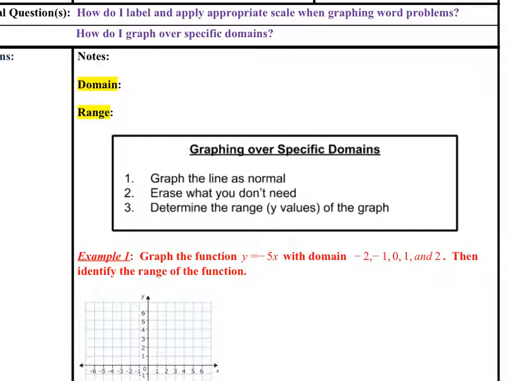Okay, a reminder that domain is all of the x values. So if domain is the x values, this is review. What's the range? Y values. Brilliant. Write it down. You're reviewing.